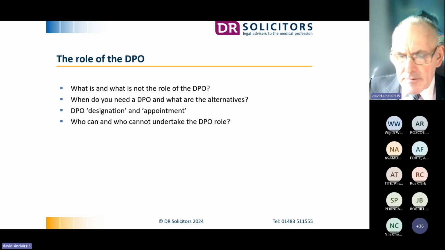So it's worth sitting down and thinking, hang on a second, have we got a DPO? And if so, have we got a DPO? Or are they actually conflicted and therefore we're deemed not to have one?